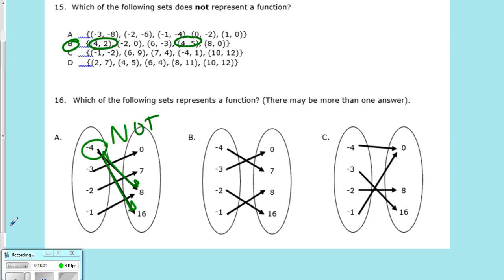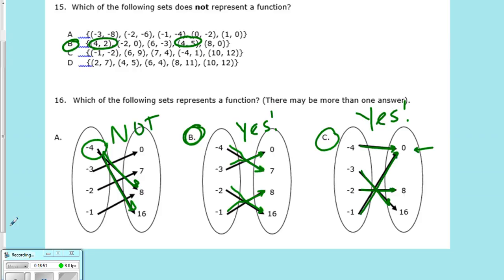B, is this a function? Yes, it is. This one's good. Okay, this would be one of our answers because every input has exactly one output. Okay, nobody here is cheating. C, is this a function? Yes, it is. This is my other answer. Okay, negative 4 only has one, negative 3 only has one, negative 2 only has one, and negative 1 only has one. Yes, the 0 has two arrows coming into it, but that's okay. She cannot help it if she gets two phone calls, right?